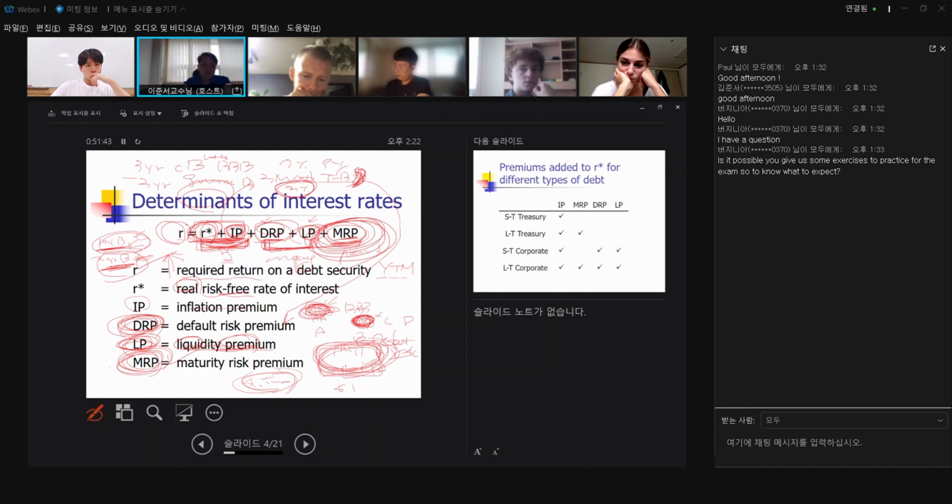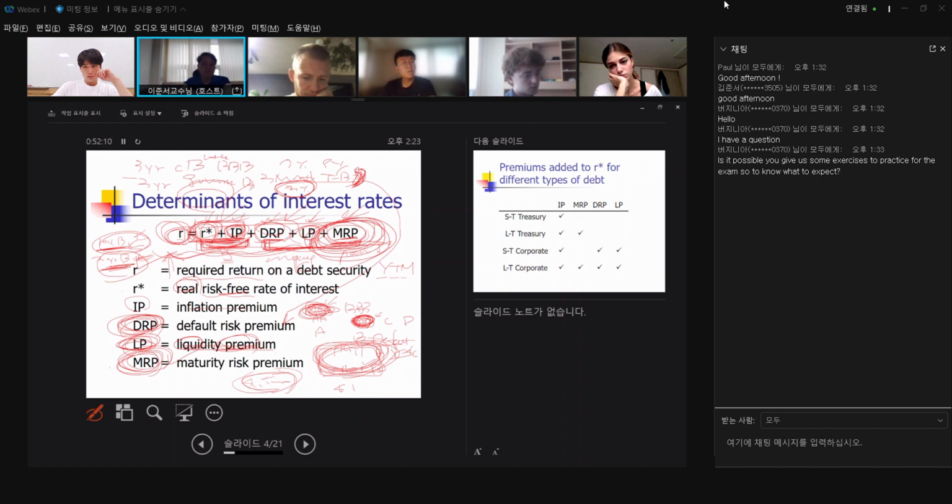Okay, so there are 5 factors that affect the interest rate, and each factor comes from the macroeconomy, the company, or maturity. You should remember this equation, because this kind of logic can be applied to many other aspects.